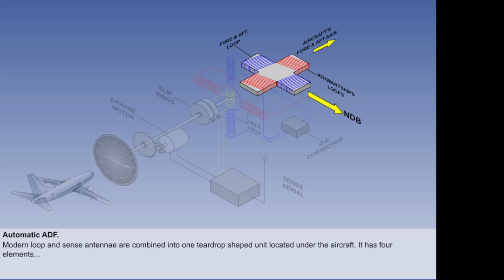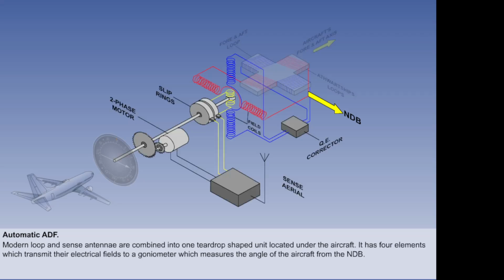This has a fixed loop with 4 elements, 2 aligned with the fore-aft axis of the aircraft, and the other 2 with the lateral axis, rather like 2 cross loop antennae. The electrical fields produced in the loops are transmitted to a goniometer, a device for measuring angles. This consists of 4 field coils, which reproduce the electromagnetic field detected by the loop antenna. Within these 4 elements is a search coil, which always wants to be aligned to the null position in the electromagnetic field.